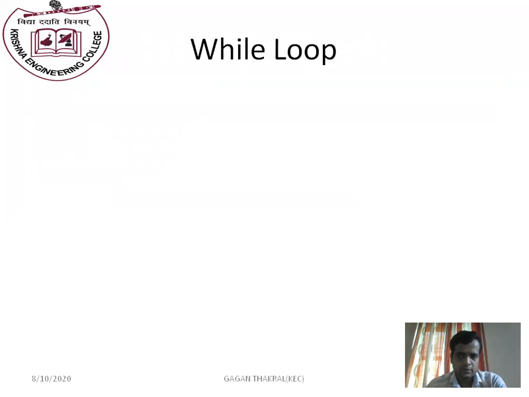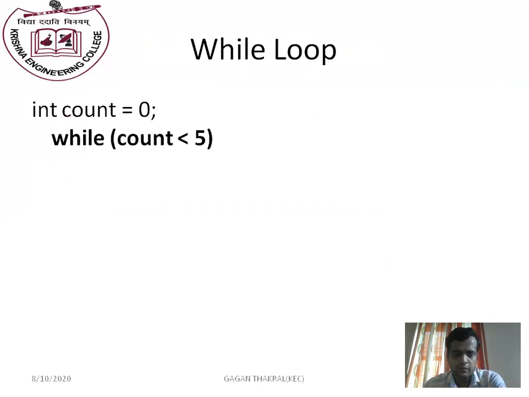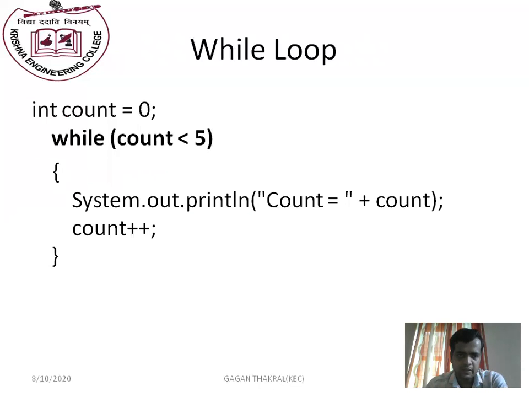Now we will discuss the while loop. In a while loop, initially we declare a variable and initialize it with some initial value, and we check the condition by passing it as the argument to the while loop. While count is less than 5, we print the statements and we increment the count variable. In this loop, initially count is 0.